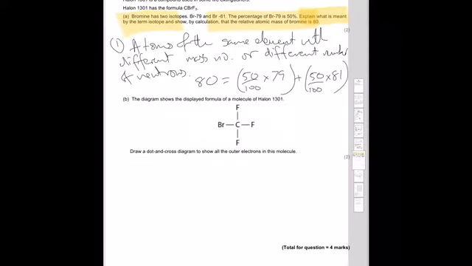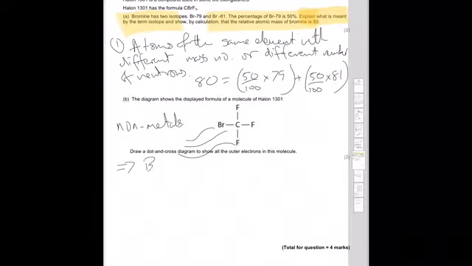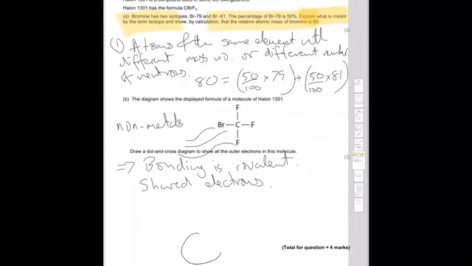Right, here we've got a diagram of a molecule of halon 1301. If we look at them, they're all non-metals, and the type of bonding that exists between non-metals is covalent bonding. Covalent bonding involves sharing of pairs of electrons between nuclei, so that's something we need to show in our diagram. It's not ionic bonding because they are all non-metals. If you don't remember, you'd need to look back at the periodic table.